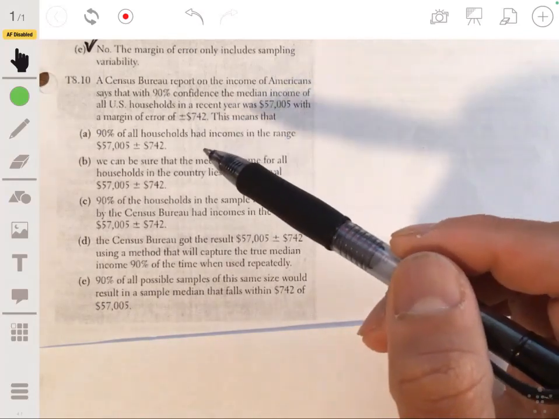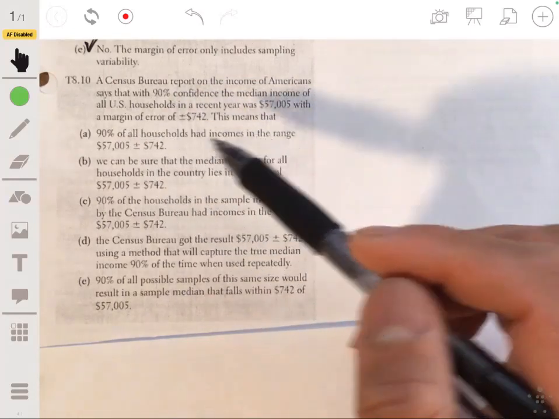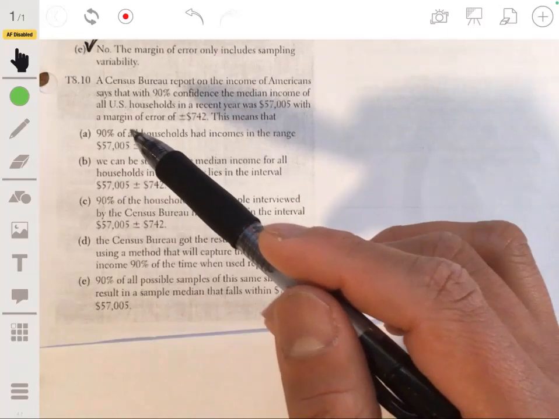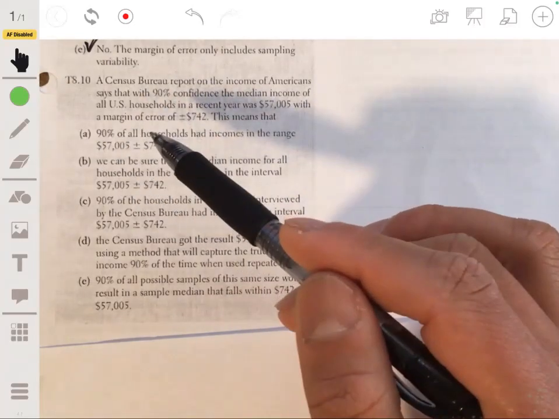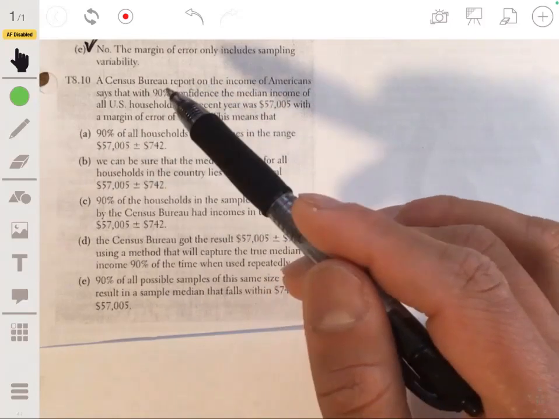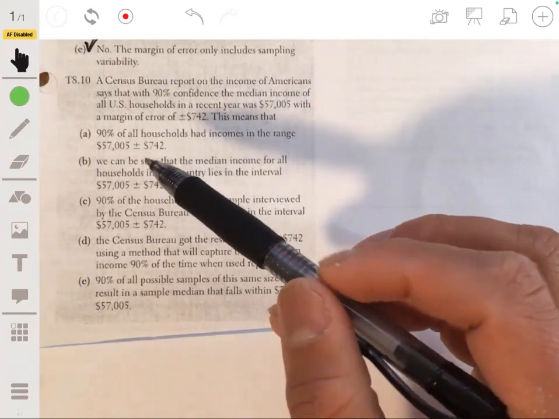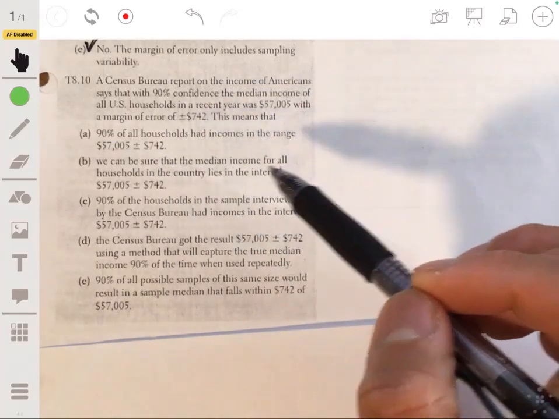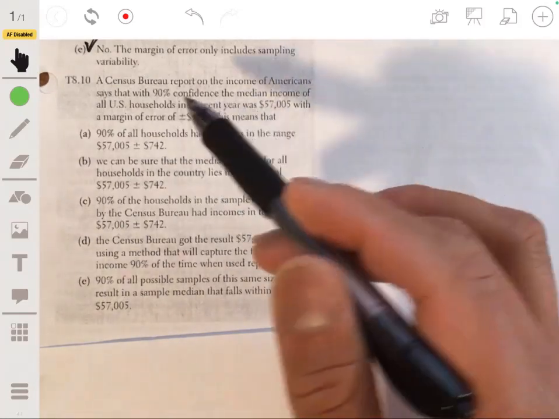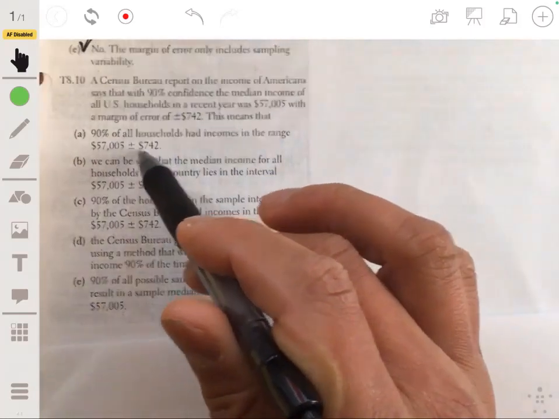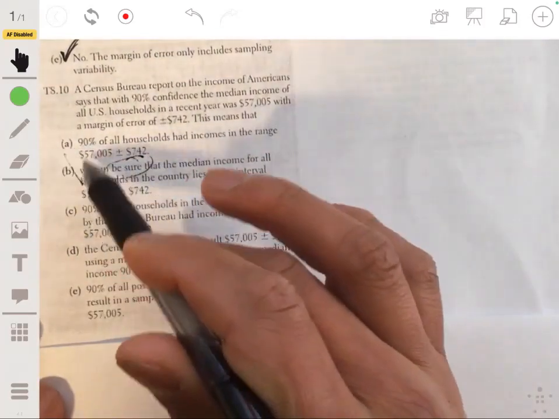So let's go through these. A says 90% of all households had incomes in the range of 57. Nope, not 90% of all incomes, not 90% of all households, and that's not what we're talking about. That 90% doesn't have to do with the 90% confidence interval. So it's not A. B says we can be sure that the median income for all households in the country lies in, but we cannot be sure. That's the key word you want to be careful of. So it's not B.